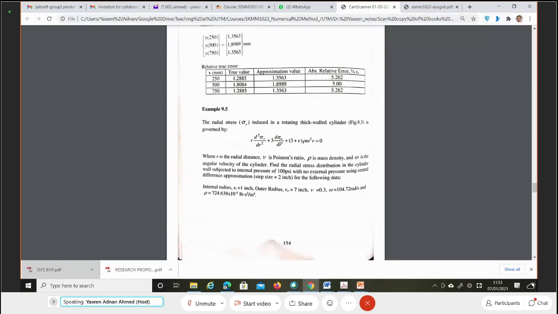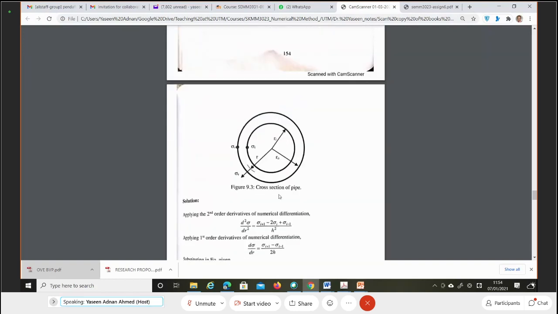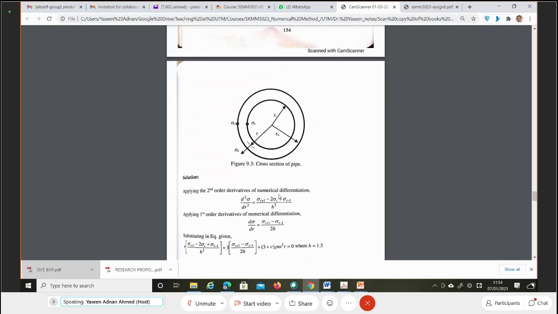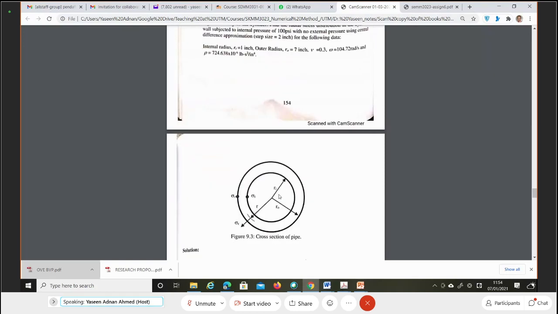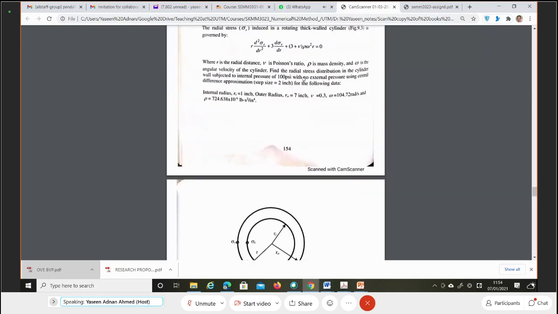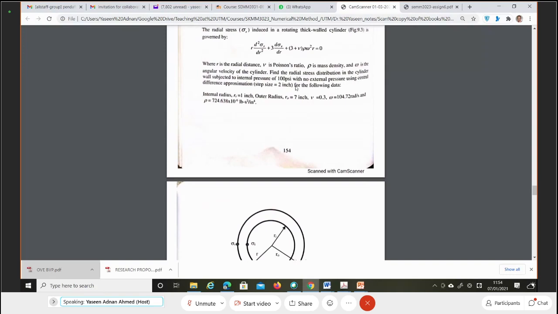So how about this one? Okay, so also we have some radial distribution. That is not a problem. In the radial distribution, these are Poisson ratios. The values should be given. Okay, and is it like this? And again, the boundaries. Is it a boundary value problem? Find the radial stress distribution. So you have to find out the distribution.